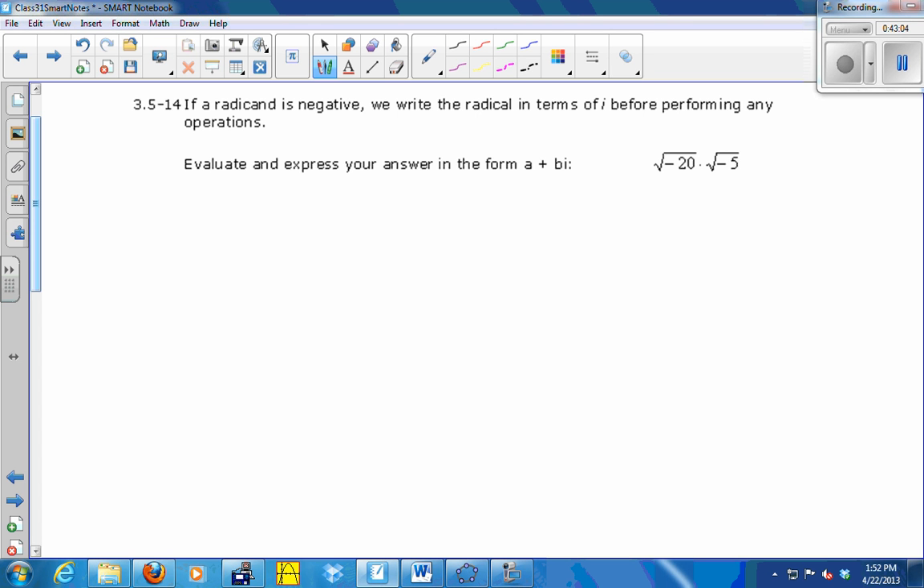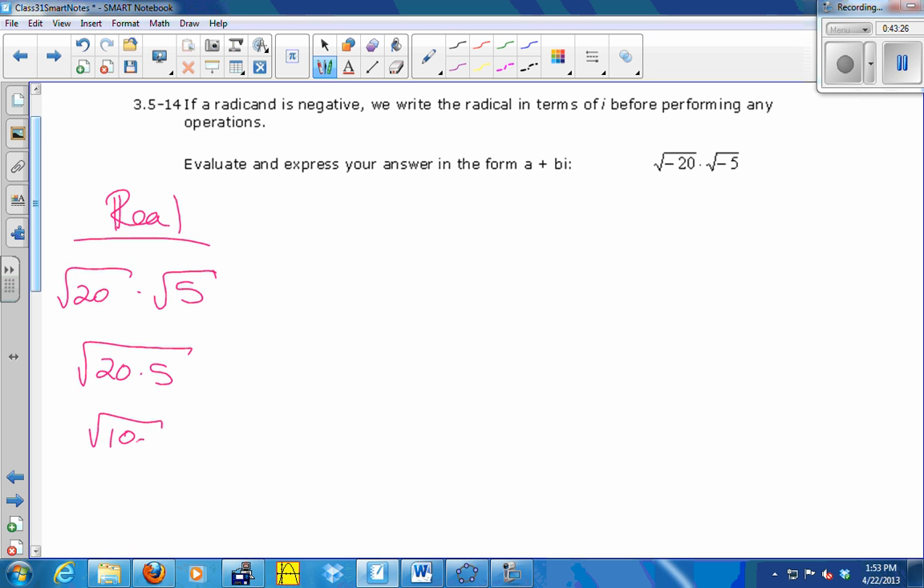So let's say if I wanted to do, shorthand for real is a double line through a capital R, square root 20 times square root 5 in real numbers, I could just multiply what's under the square roots. This is the same thing as the square root of 20 times 5, which is the square root of 100, which is 10.